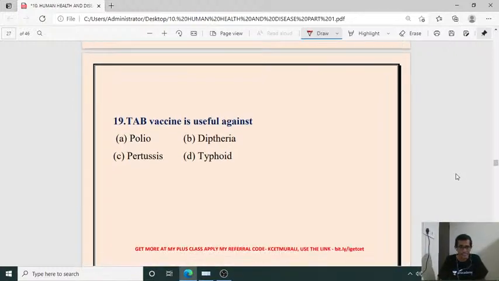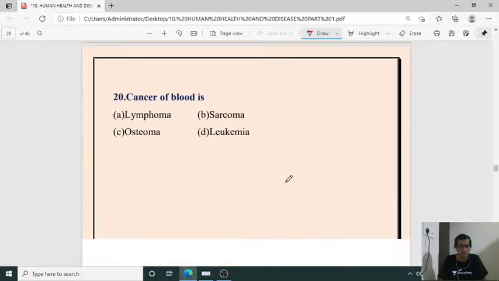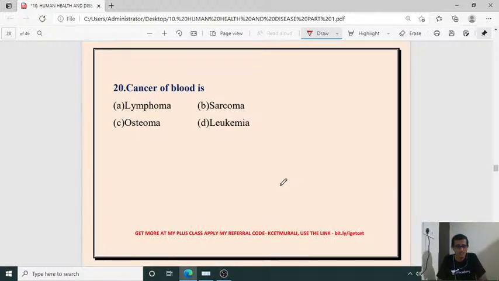Next, question number 19. TAB vaccine is useful against what? The TAB vaccine is for typhoid. To overcome typhoid, the TAB vaccine is going to be administered. Then, cancer of blood is called what? The technical term for that is leukemia, blood cancer.